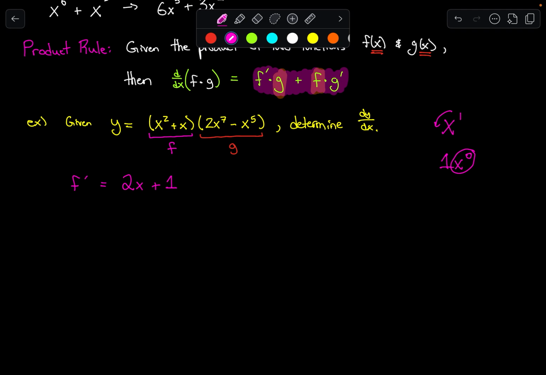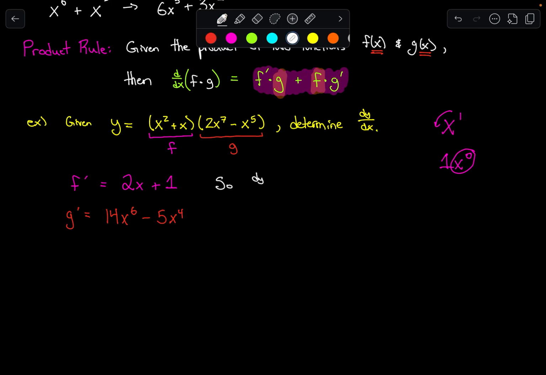That's not too bad. And then for g, g prime is going to be, okay, so bring down the exponent, 7 times 2 is 14, x to the 6, subtract 1, and then minus, what do we get for the x to the 5th? We bring down that 5, so 5x to the 4th, and then we have it. There's our f prime, there's our g prime, and now we just plug things into our formula.